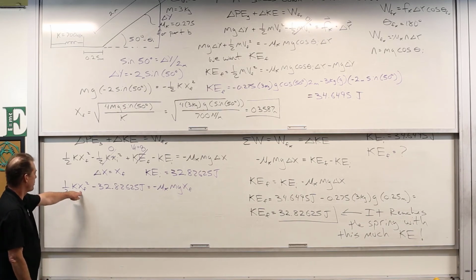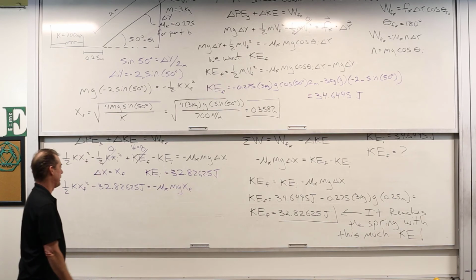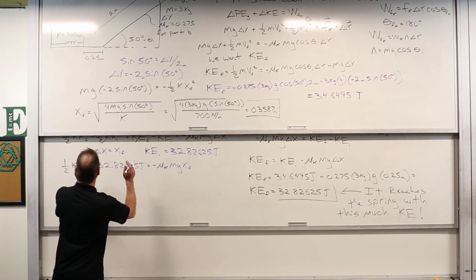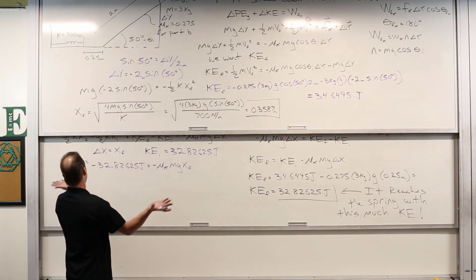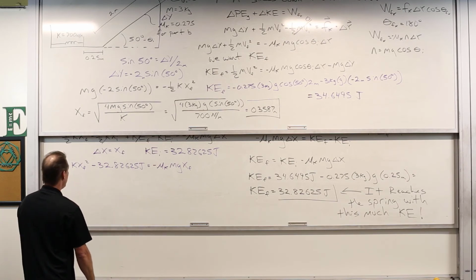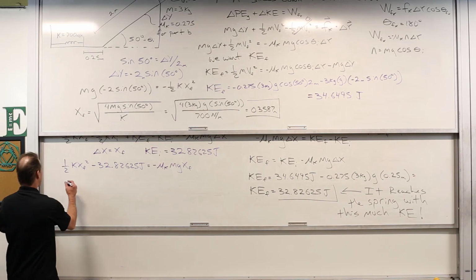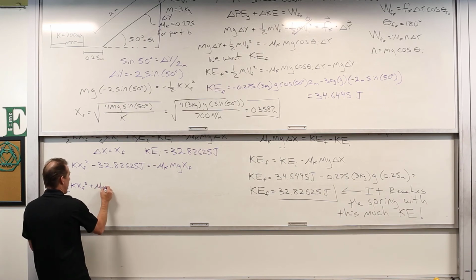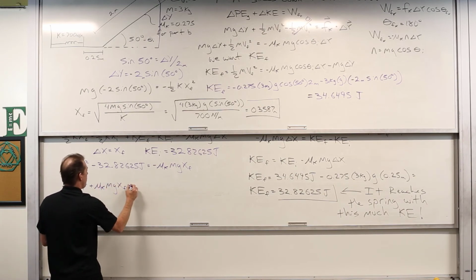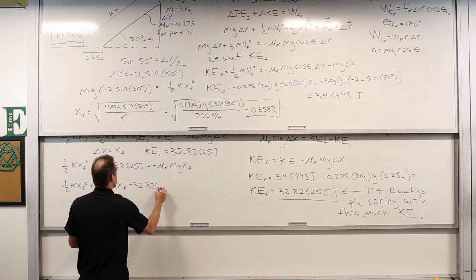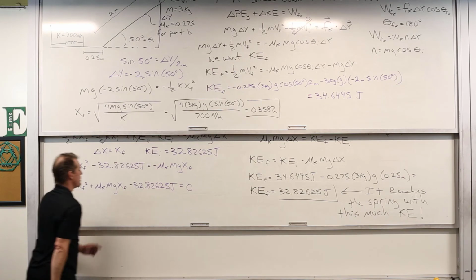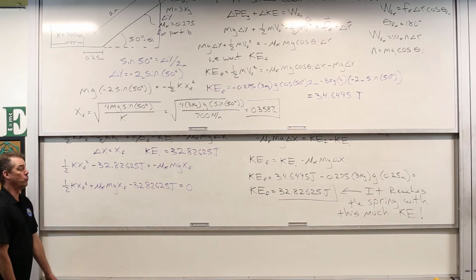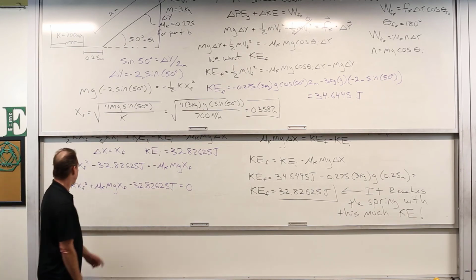Now look at this. We've got a quadratic term in x, a linear term in x, and it's not adding up to be equal to 0. Uh-oh, let's see what we got. I don't even want to throw it on the other side. It's not going to do as much good. We'll just put everything on one side, shall we? So we can write this as 1/2 k x final squared plus mu k mg x final minus 32.82625 joules is equal to 0. Why do I want to write it like that? Because we've got an ax squared plus bx plus c is equal to 0.